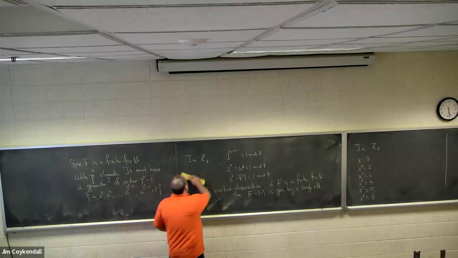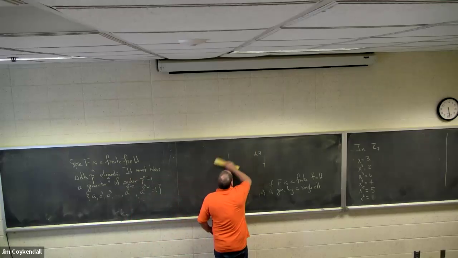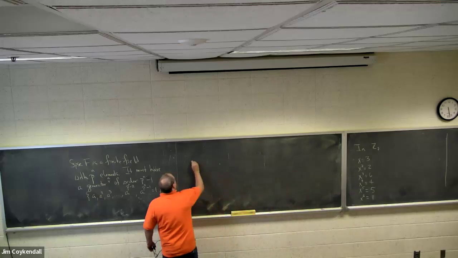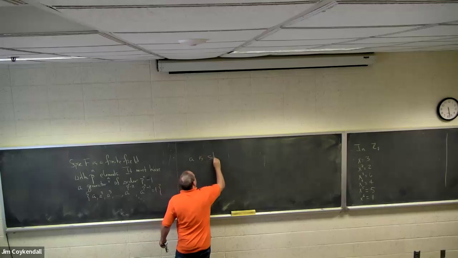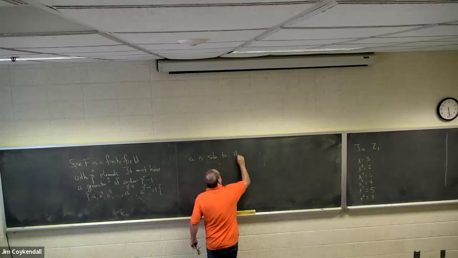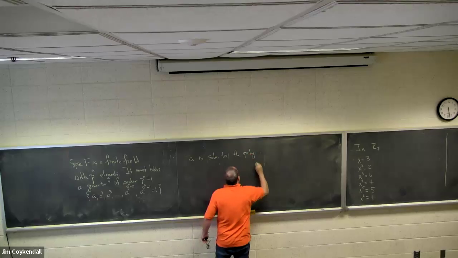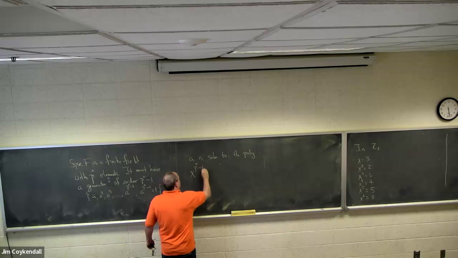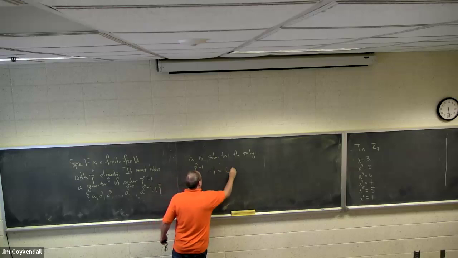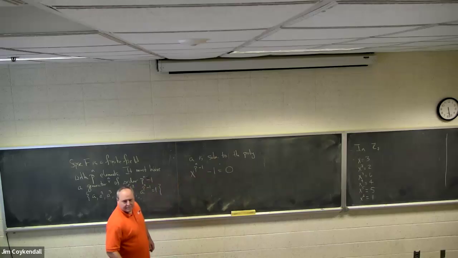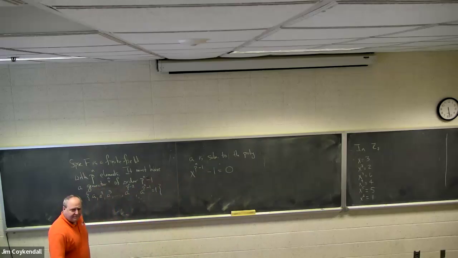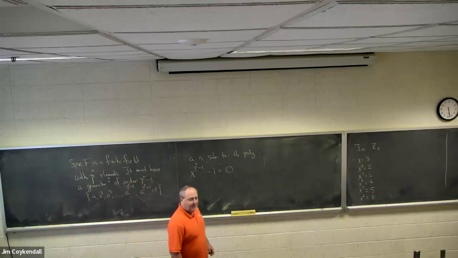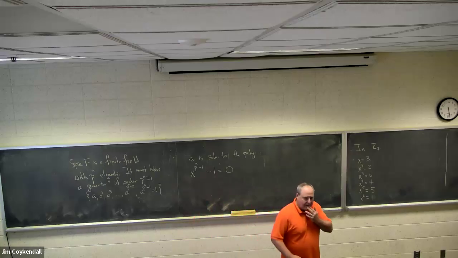If it exists, this happens. So a is a solution to a polynomial, right? Because look, a to the p to the n minus one equals one. So there you go. It must be a solution to this.